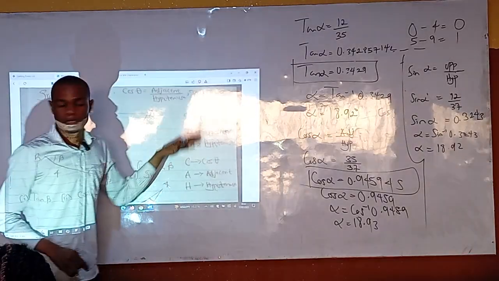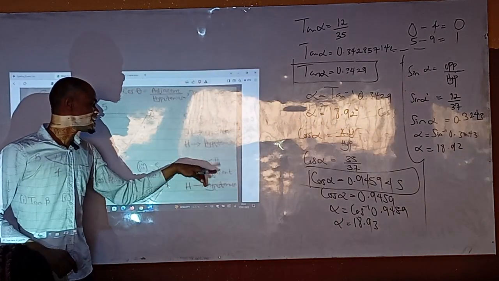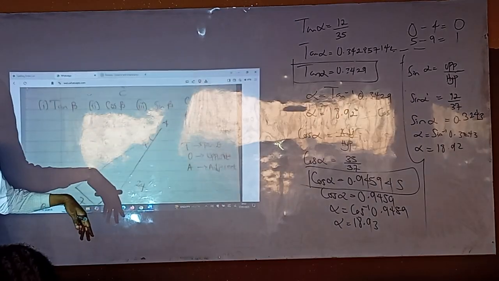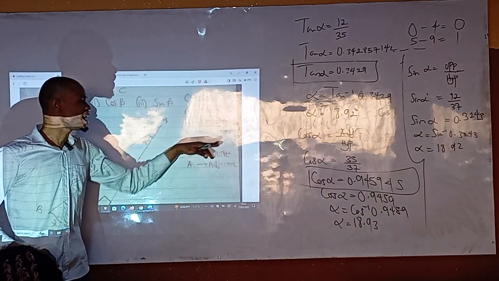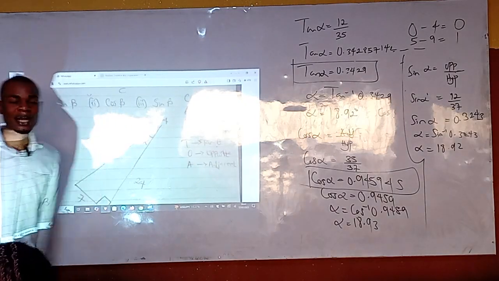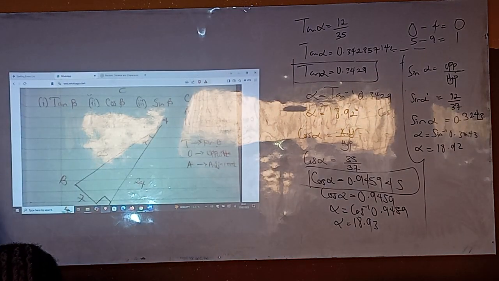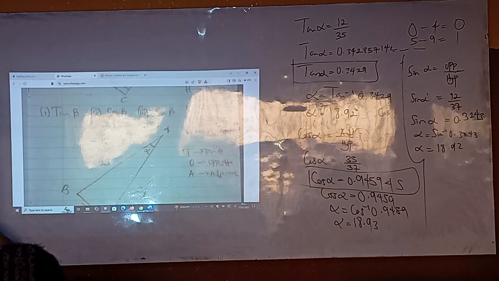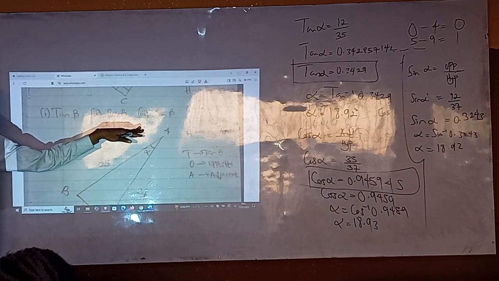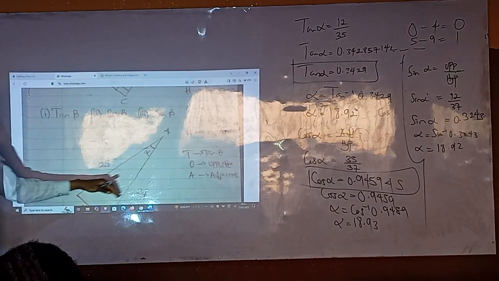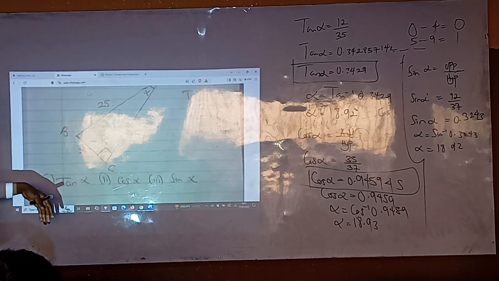Sin theta is O, the opposite, over H, the hypotenuse. Cos theta is A, adjacent, over H, hypotenuse. And tan theta is O, opposite, over A, adjacent. Therefore, I also said we should get tan beta, sin beta, cos beta. So we are going to use the formula, and we get the answer.